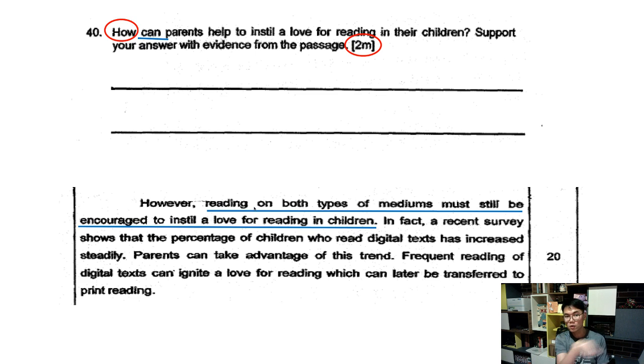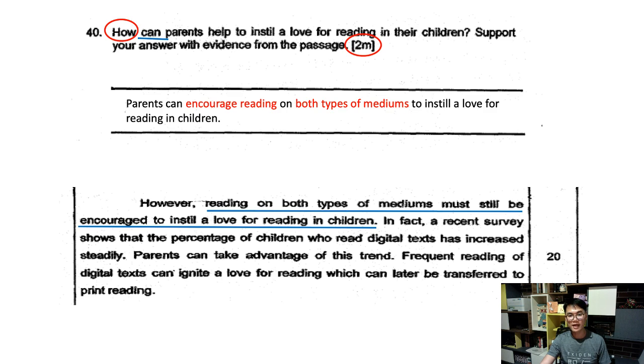So circle the question word, underline the tense word, bracket the keywords, and use the keywords to find the answer in the passage. Here, reading on both types of mediums, right? So encourage reading on both types of mediums to instill a love for reading in children. So how can parents help to instill a love for reading? Parents can encourage reading on both types of mediums to instill a love for reading in children. Okay?